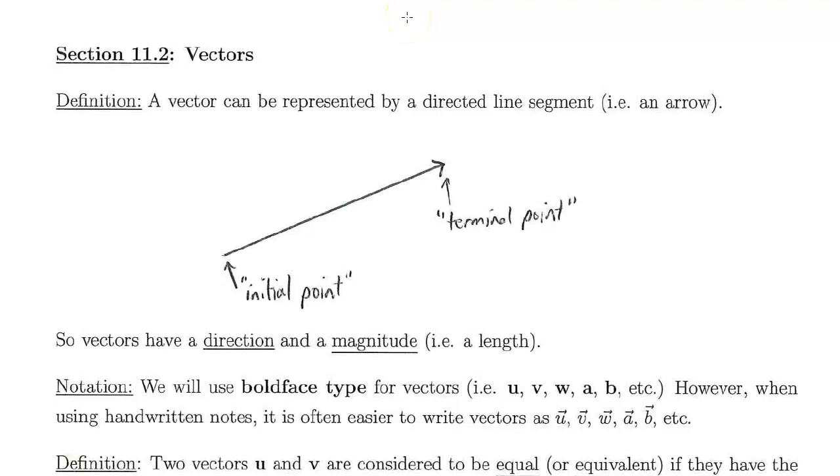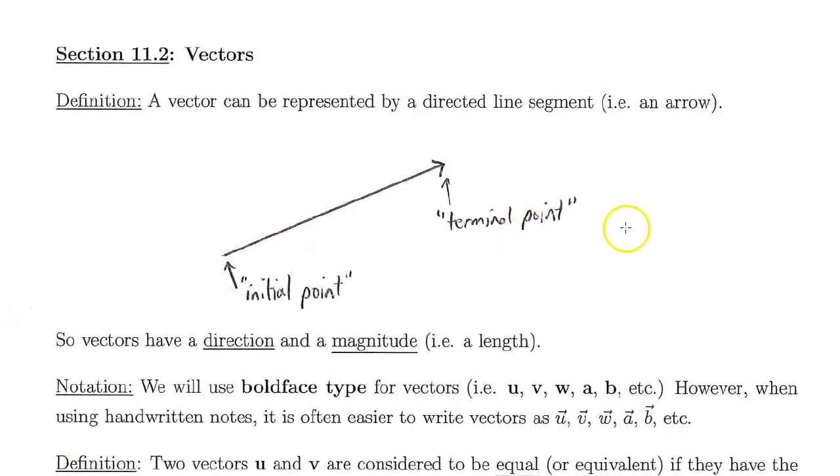Well, a vector can be represented by a directed line segment, like an arrow. The arrow has an initial point and a terminal point. So vectors have a direction that they're going in, the direction that the arrow is facing, and also a magnitude, or a length, of the vector.